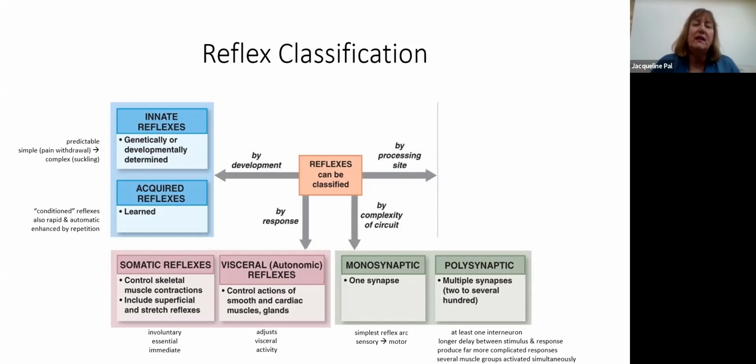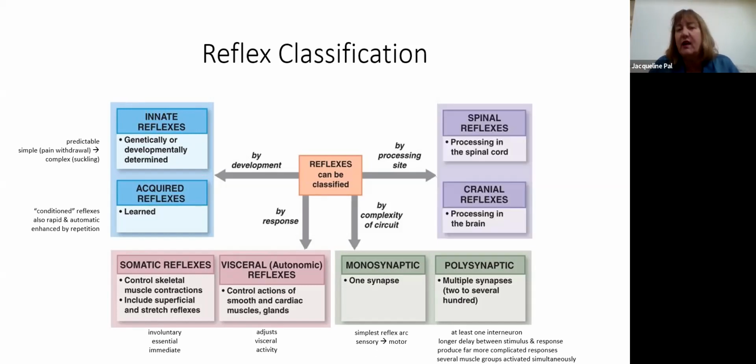So the last way we classify reflexes is by where they are processed. And the cranial reflexes are processed in the brain. Specifically, we're talking about the nuclei in the brain, right? Because that's where we need to find cell bodies, are in the nuclei. So think your basal nuclei or your substantia nigra. Those are examples of nuclei that we've learned in this course.